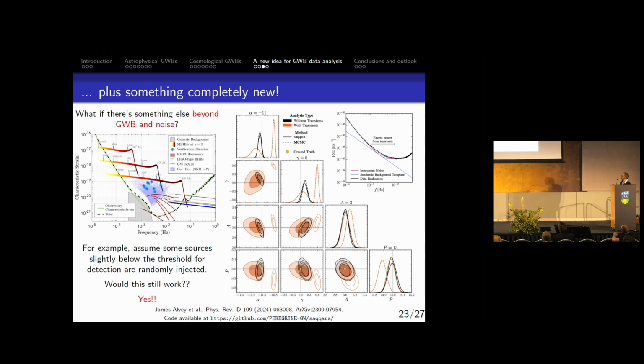And this is the result. So the black curves are the curves I've shown you before, where there are no transients. Orange curves are the curves where I include the transients in the game. So in this plot, you see both machine learning, this Saqqara method, against MCMC. It is not a totally fair comparison for the MCMC because I'm not including the possibility for removing the sources, but it's just to give you a feeling of how you would get a bias if you don't manage to subtract all the sources correctly.